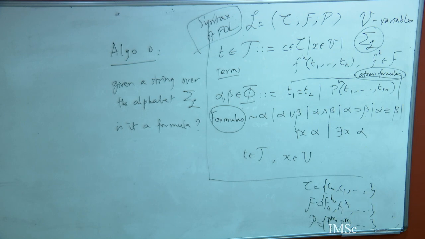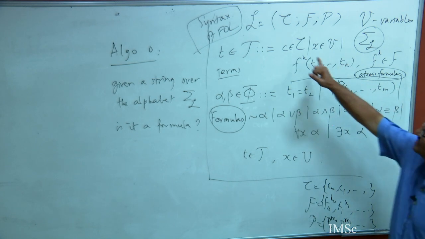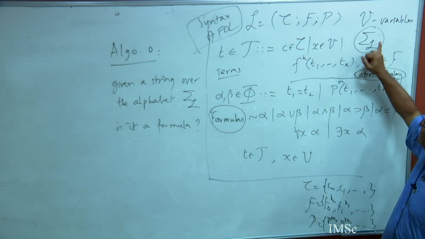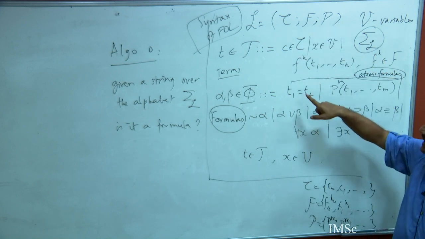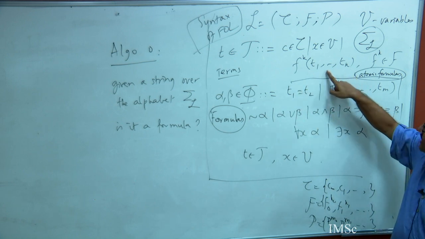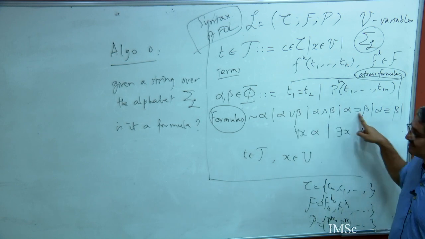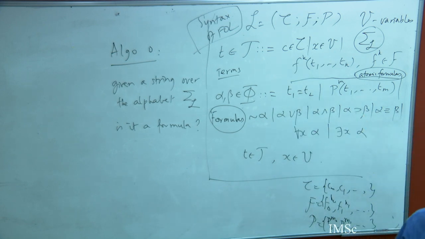So, what is the alphabet that we have got? The alphabet includes the set of constant symbols, set of function symbols, set of predicate symbols, set of variables, all of these, and you have parentheses, commas, equality, and the connectors. Take any such string and algorithmically you should determine whether it's a legal formula or not. It's a very natural question. This is the input and you have to say yes or no. Can you tell me how your algorithm will proceed?